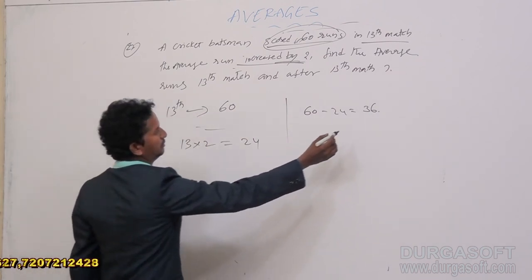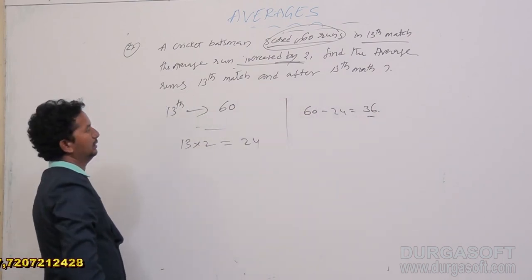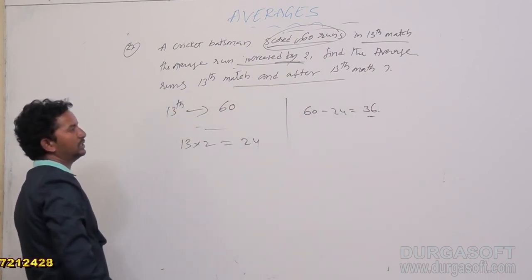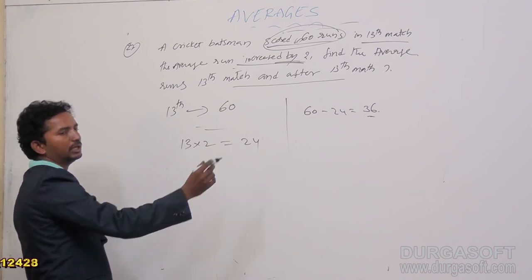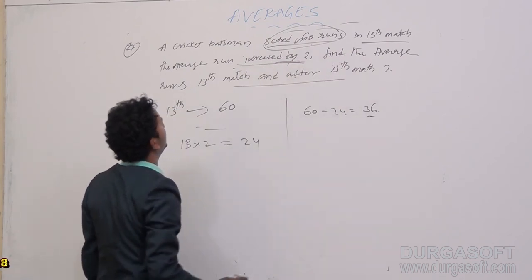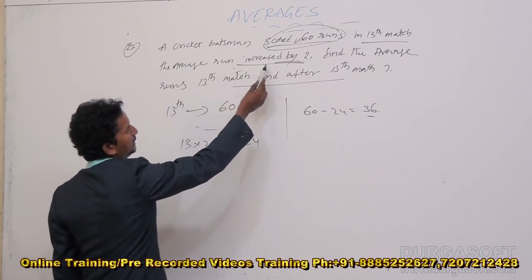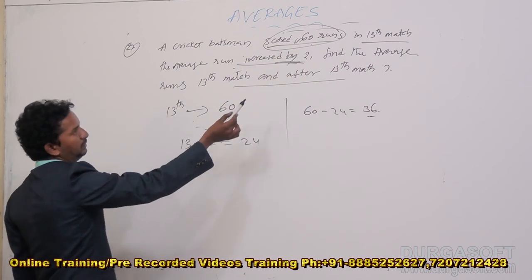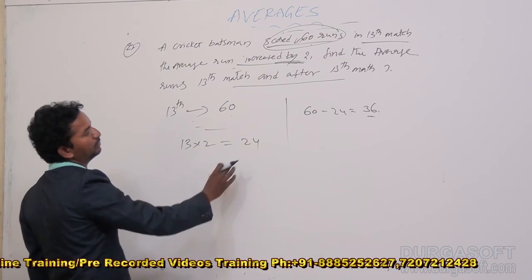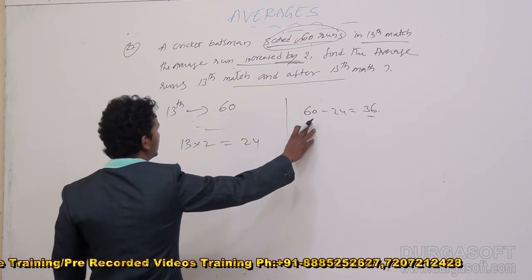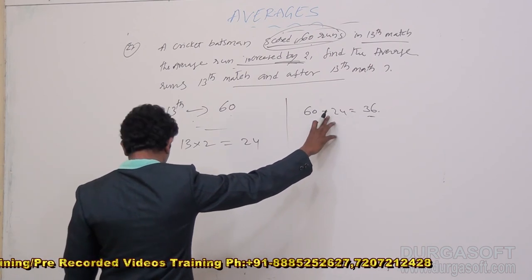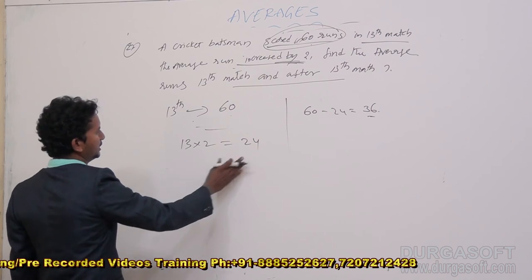Previously, what was there? Now 36 runs will be increased. So a cricket batsman scores 60 runs in the 13th match, and the average increased by 2, nothing but 24 runs. According to this, 60 minus 36 now.